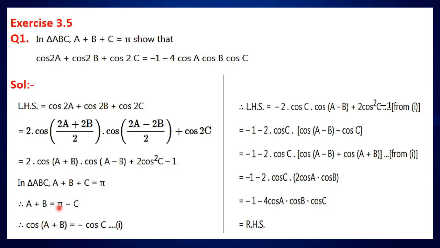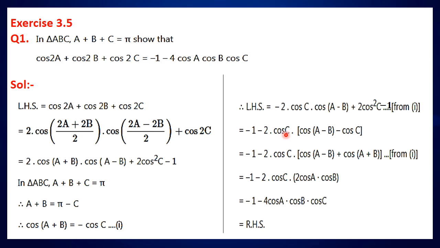Now apply the formula cos(A+B) is equal to -cos C, that we have already learned. Because of this condition we are getting this formula. Now apply this formula in the equation we have already got, that is 2 cos(A+B) is -cos C. So this equation will become -2 cos C cos(A-B) + 2cos²C - 1. That is, -1 is taken first.